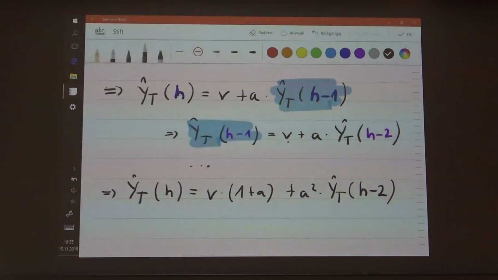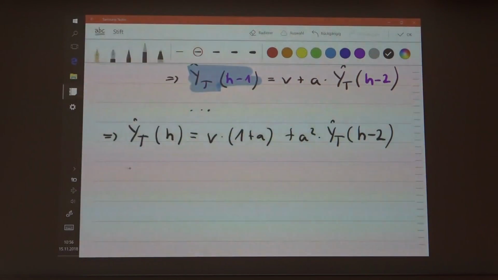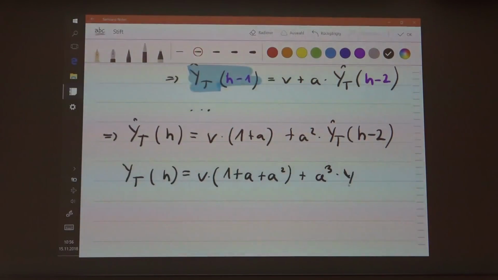You have a times v, and then a times the forecast at time t for time t plus h minus 2, which will result in v times 1 plus a, plus a squared times the forecast at time t for time t plus h minus 2. And so forth. You could also generalize that for another expression. If you go back even further in time, you would have v times 1 plus a plus a squared, plus a to the power of 3 times the forecast, sorry, I always forget these h's, at time t for time t plus h minus 3, so we even go further in the past. By using induction you would get that.